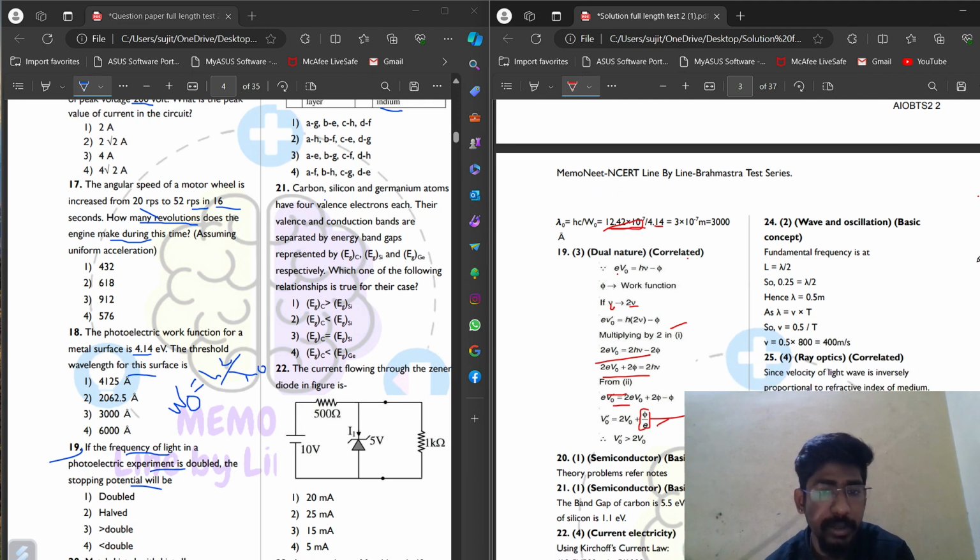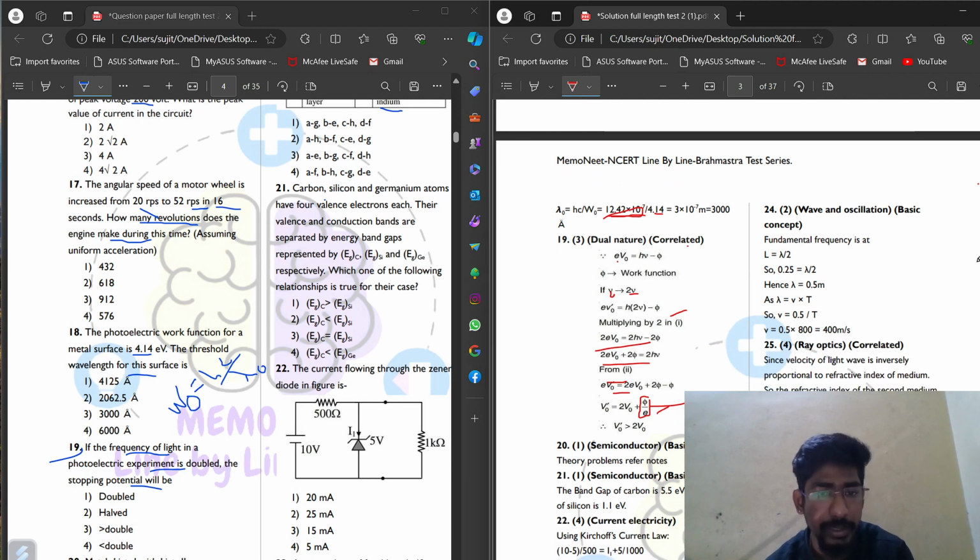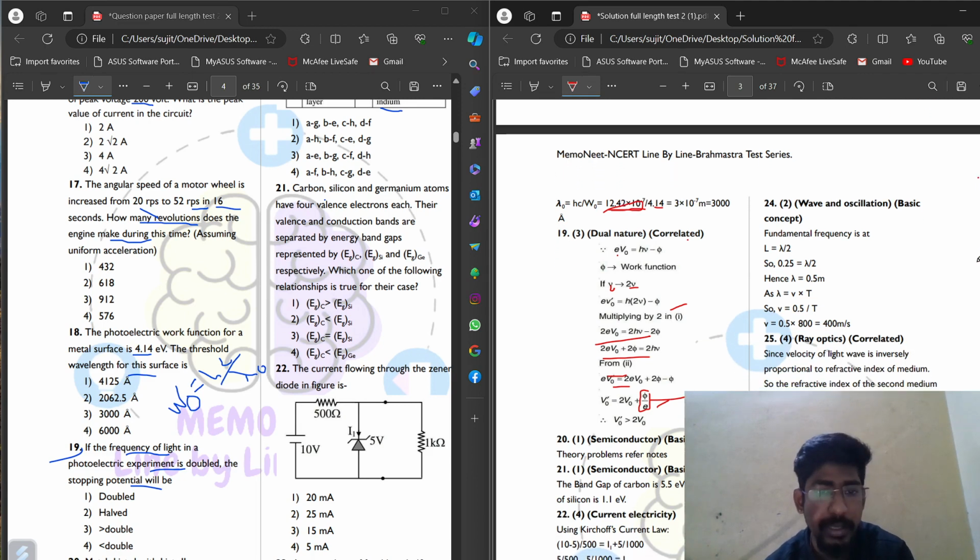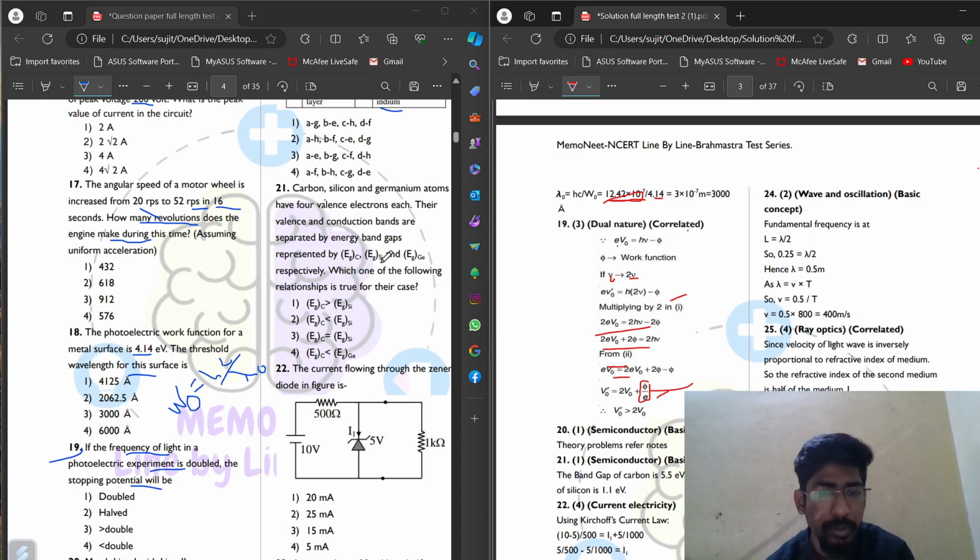Carbon, silicon and germanium atoms have 4 valence electrons each. Their valence and conduction bands are separated by energy band gaps. Which one of the following relations is true? So you have to identify which one has the greater band gap. In case of carbon the band gap is this, and silicon is this.